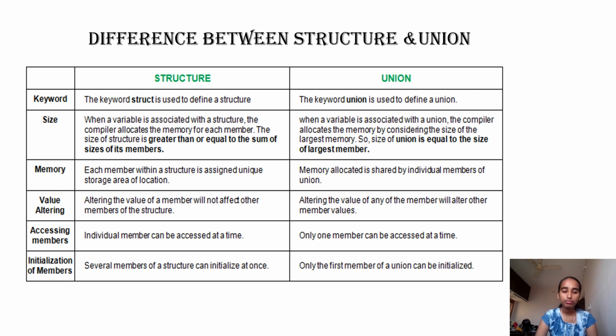Accessing members. In structure, individual members can be accessed at a time. In union, only one member can be accessed at a time. Initialization of members. In structure, several members of a structure can be initialized at once. In union, only the first member of the union can be initialized.